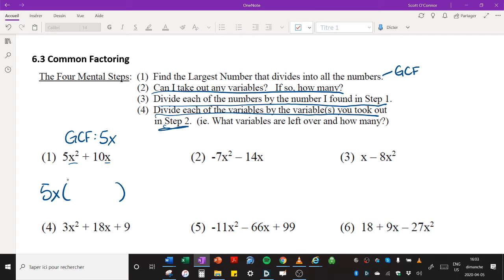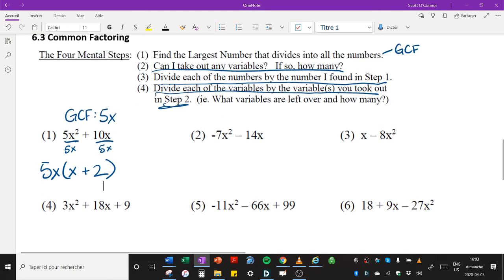And I'm going to fill those brackets. And how can I figure out what to fill those by? Well, it's 5x that I took out, so I'm going to divide both terms by 5x. If I do 5x squared divided by 5x, what do I get? I just get x. There's one x left over. 5 divided by 5 is 1. I don't need to write the 1. x squared divided by x gives me x. 10x divided by 5x, and I get 2. Right? Because x divided by x gave me 1. And now I have common factored that term.